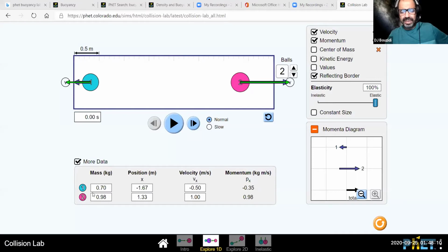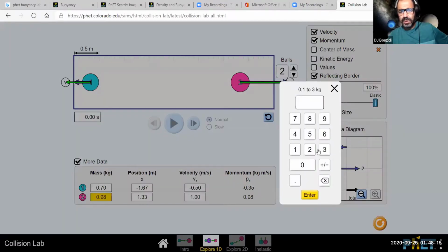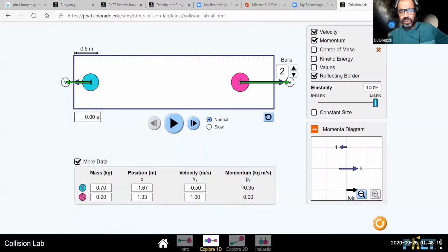Now the mass, let's put a rounded number in here. I don't like this one in here. Let's put it 0.9, okay, 0.90, enter. So when you click on these numbers, you can enter them manually, okay? So mass of the green ball is 0.7 kilogram. Mass of the red ball is 0.9 kilogram, okay? We don't care about the positions. We don't care about the velocities. We care about the sum of these two numbers.